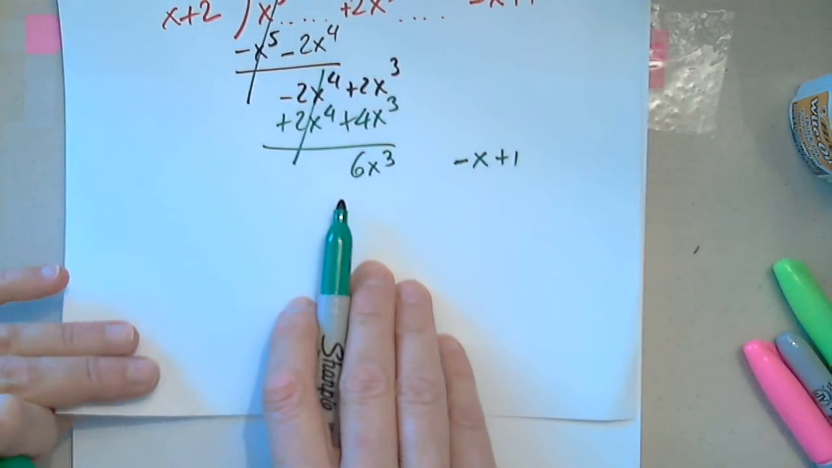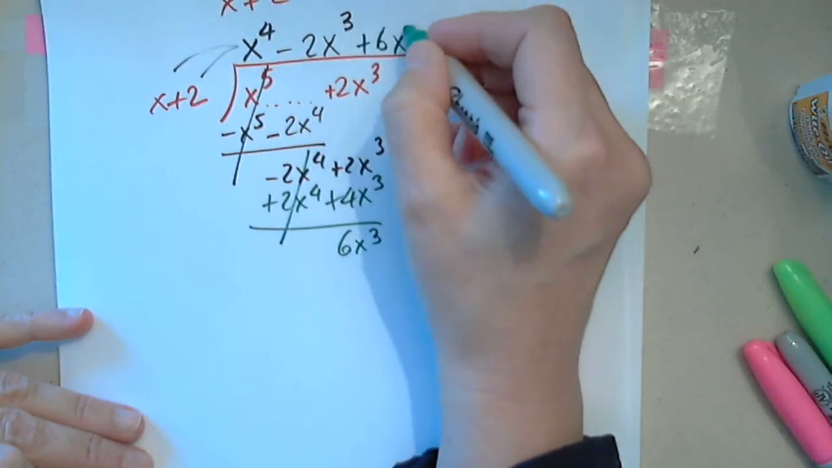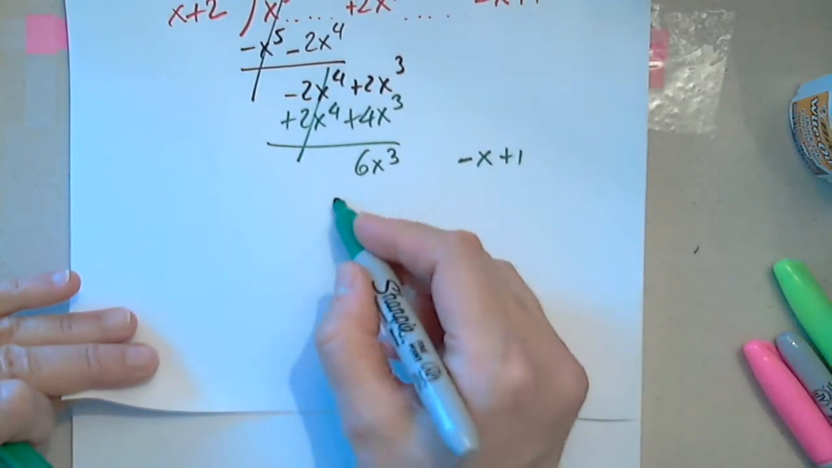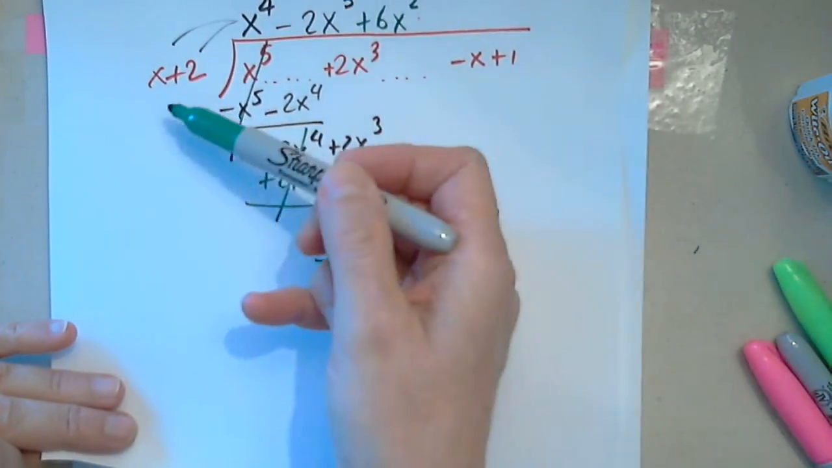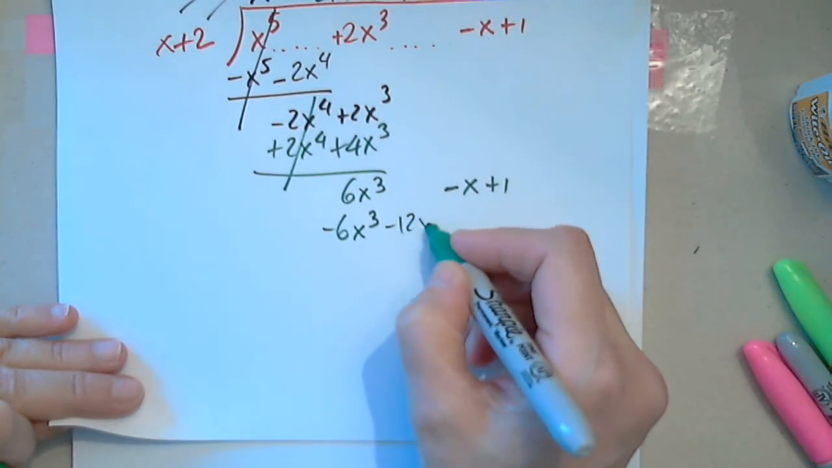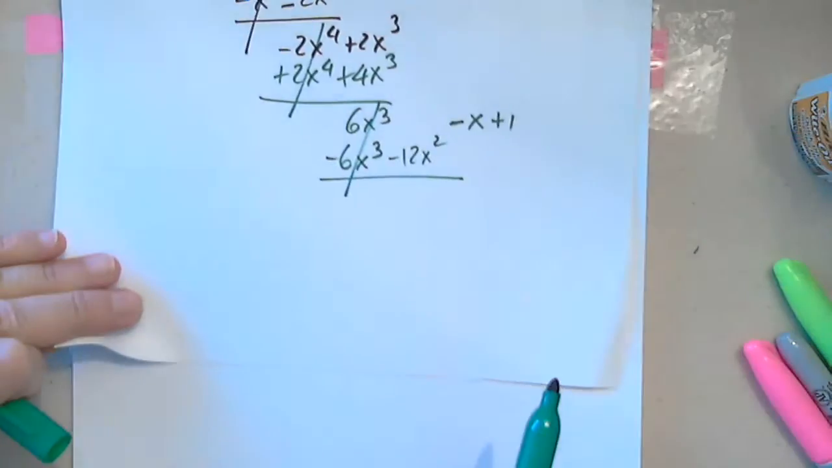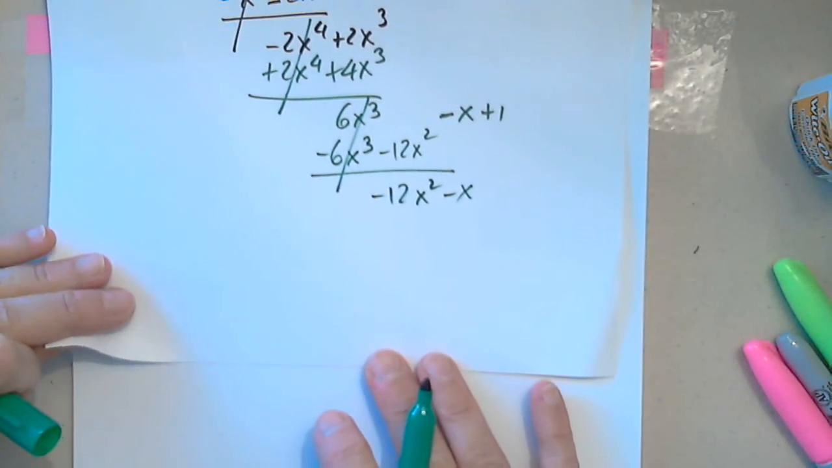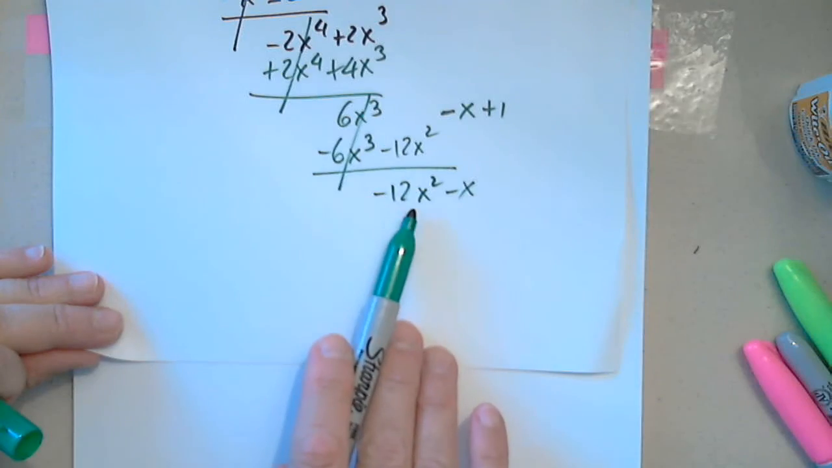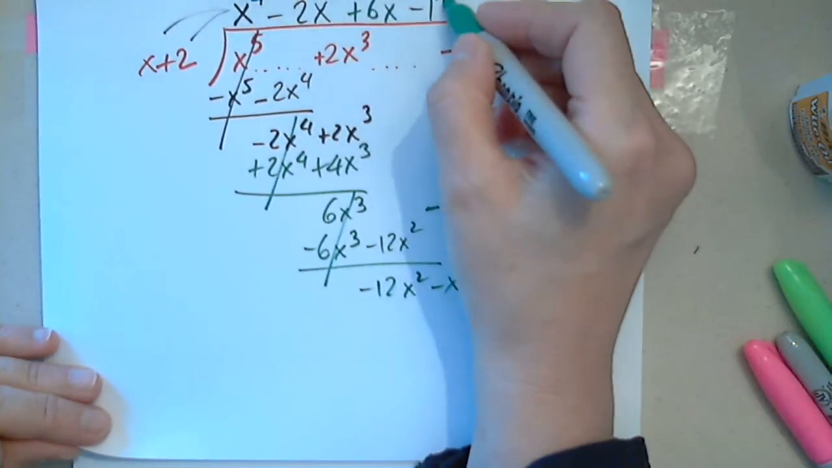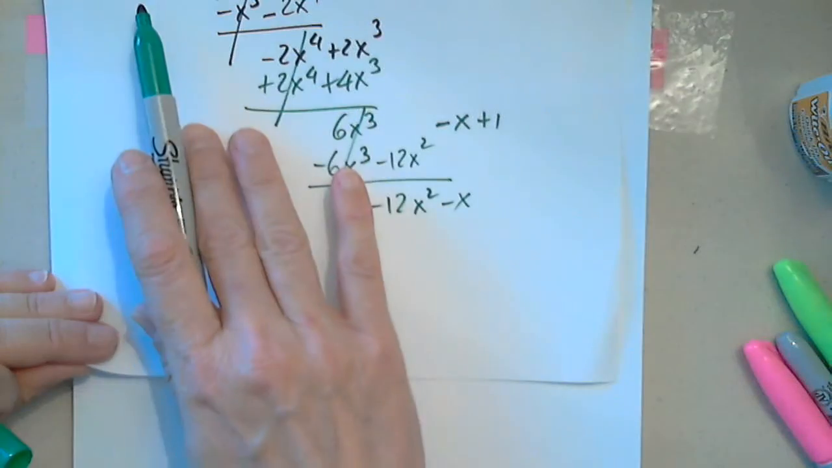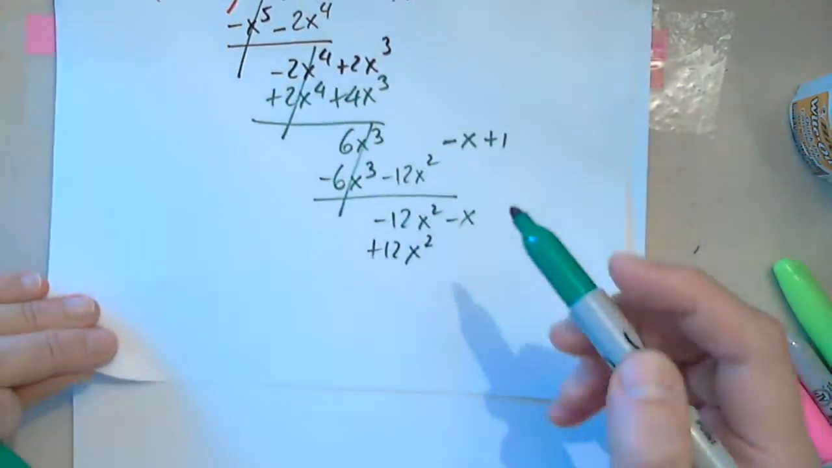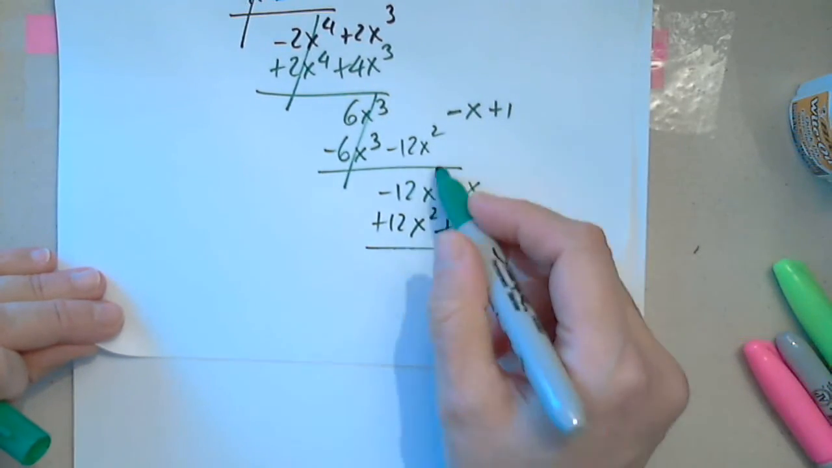x times 6x squared is 6x cubed, so it's positive 6x squared. Positive 6x cubed, negative 6x cubed. Positive 12x squared, but minus 12x squared. So negative 12x squared and minus x. x times negative 12x is negative 12x squared minus 12x. Negative 12x squared, but positive 12x squared. Negative 24x, but positive 24x.